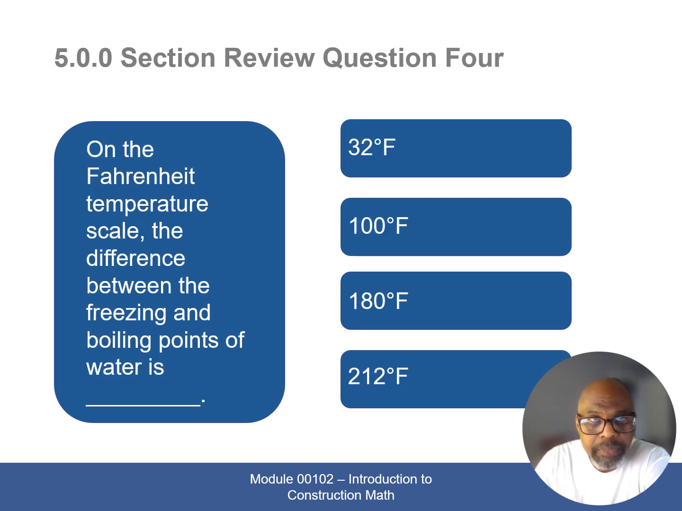On the next question, on a Fahrenheit temperature scale, the difference between the freezing and the boiling point of water is, I kind of mentioned it already, and it was on that other slide. In your book, you should be able to find that answer. All you need to do is figure out what the boiling point is and what the freezing point is. The boiling point is 212, the freezing point is 32, and so the difference between the two is 180.